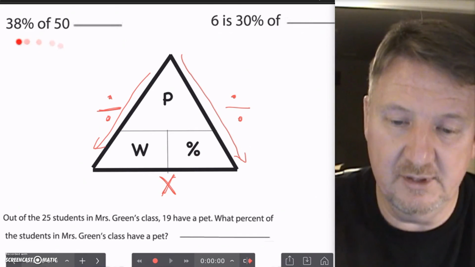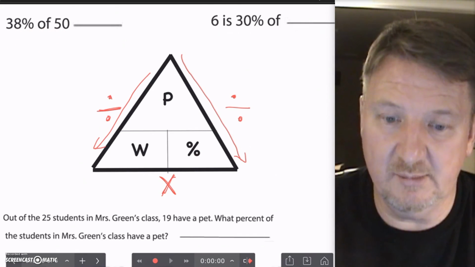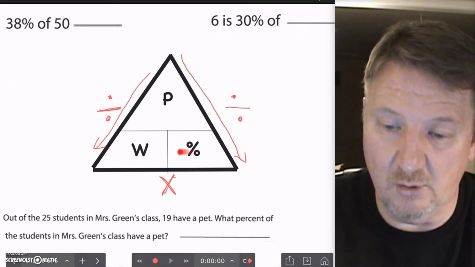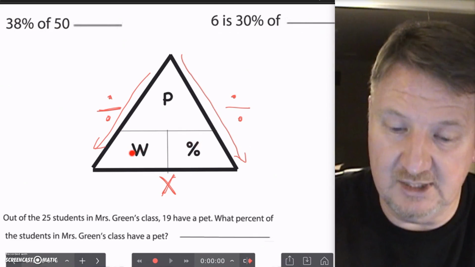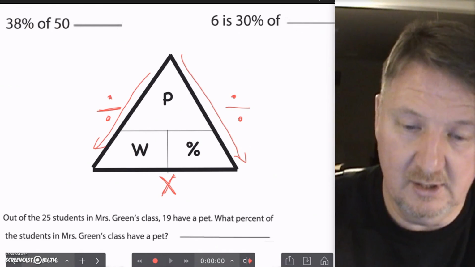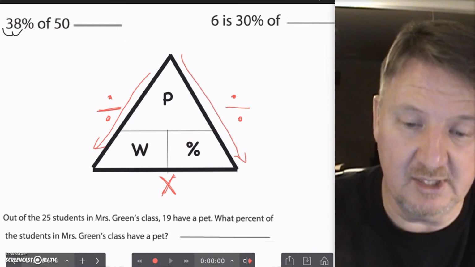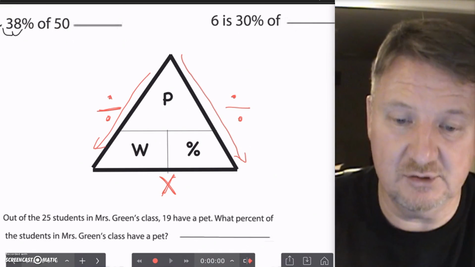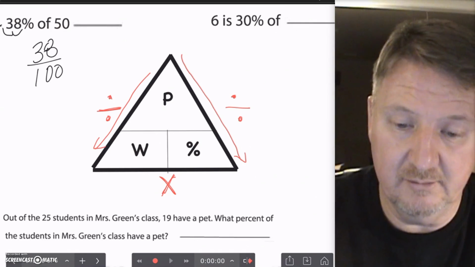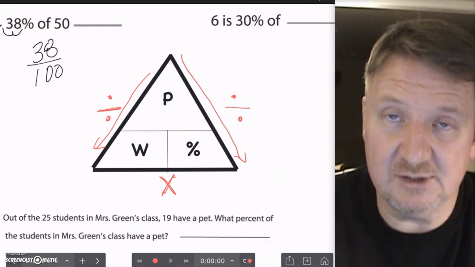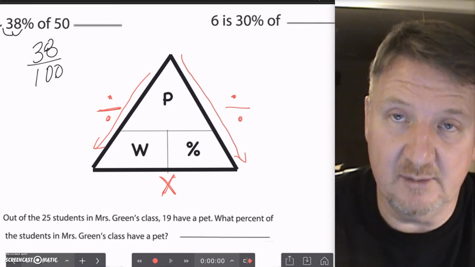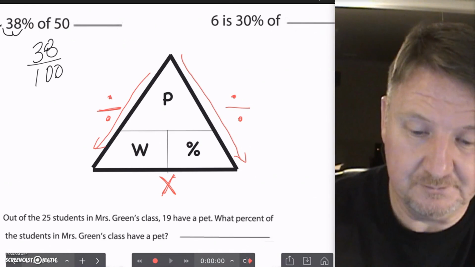38% of 50. Okay, so we're thinking about keywords. Well, I got my percent, so I know the percent. Of 50 means I know the whole. Okay, so I know the percent and I know the whole. That means I'm multiplying. So I can just go ahead and multiply. And once again, I got to turn this into a decimal. So I got to move the decimal 2 places to the left. Remember, it's out of 100. 38 over 100. Right? That's a percent in fraction form. You learned that the other day. All right. So to turn this into a decimal, I divide 38 by 100. So that's how that works.